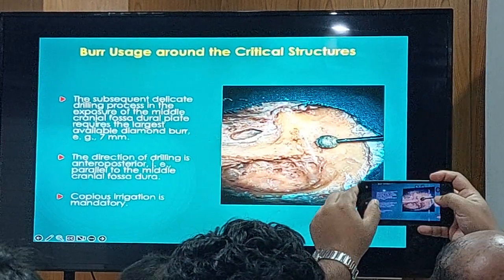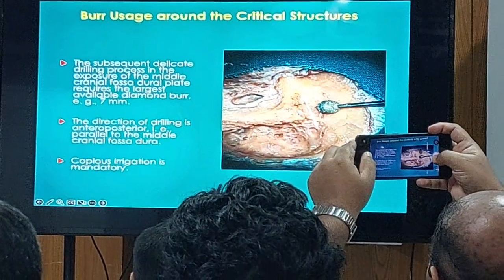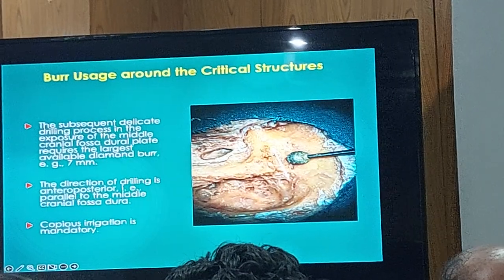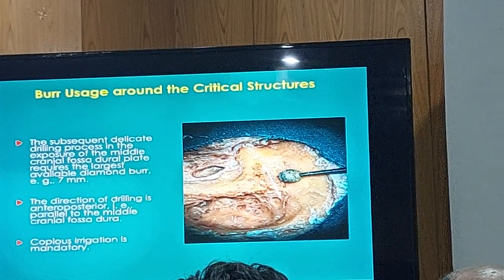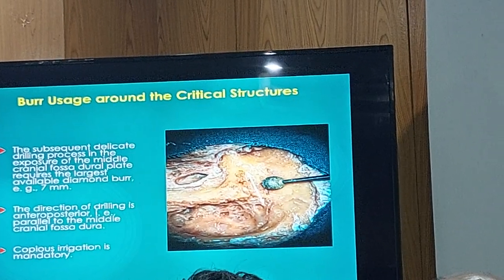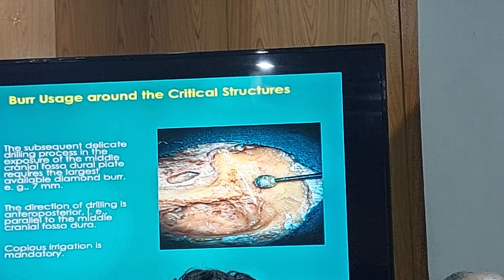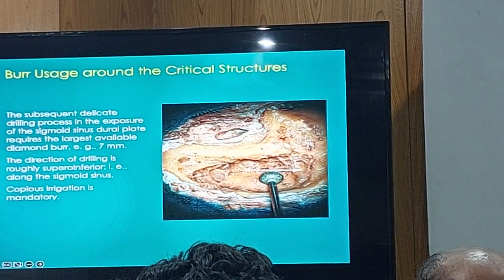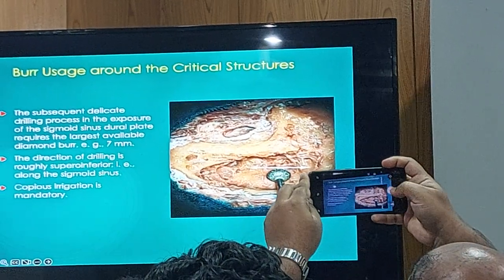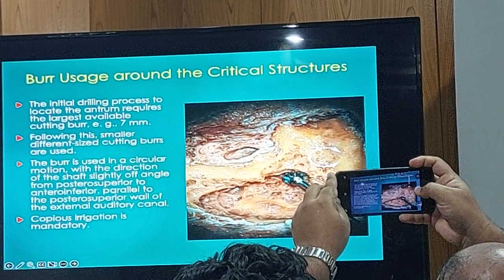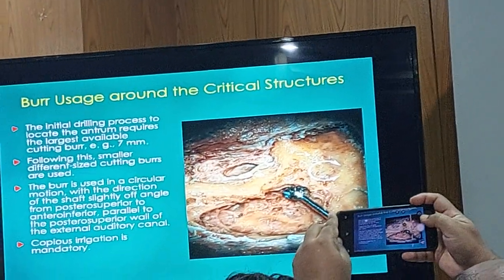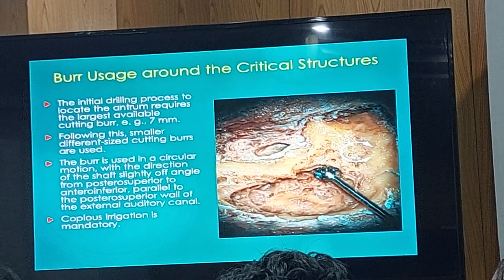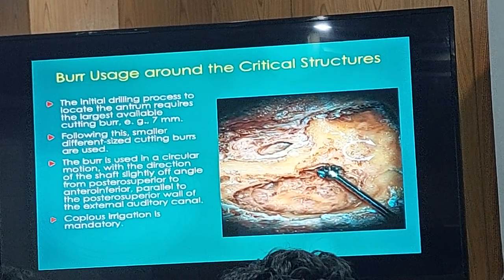I will just give you an impression of some vital structures when you go for drilling towards the dural area or sigmoid sinus area. There you must use the diamond burr. Again, the same when you reach the sigmoid sinus area. What I mentioned earlier, when you reach towards the mastoid antrum, your rotation should always be away from the underlying vital structures, not towards.